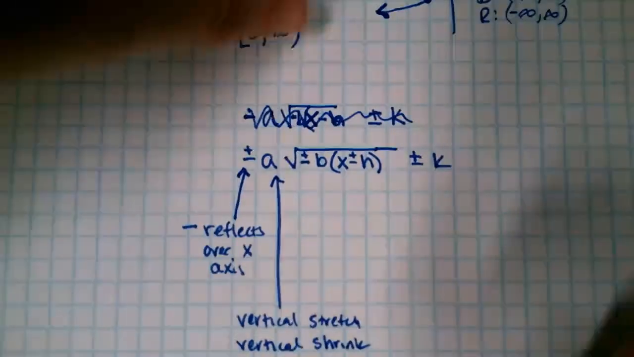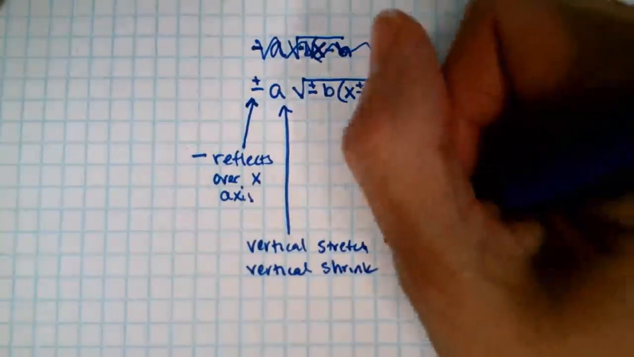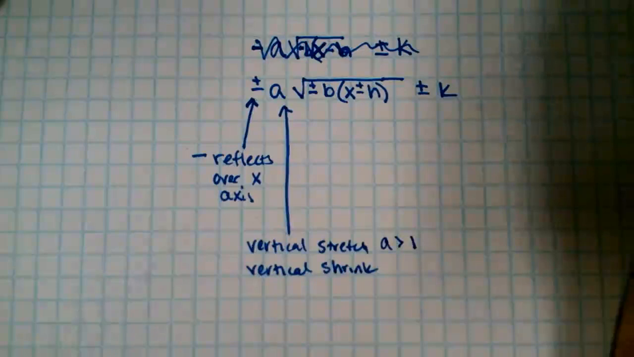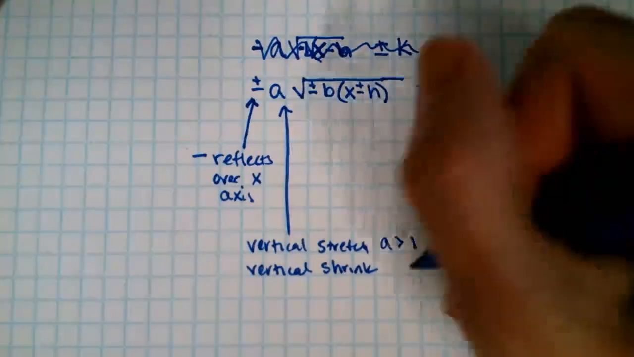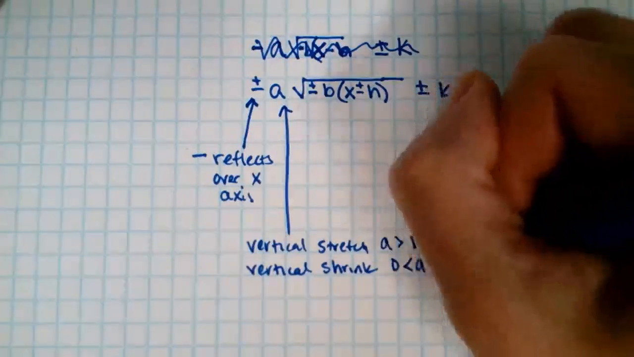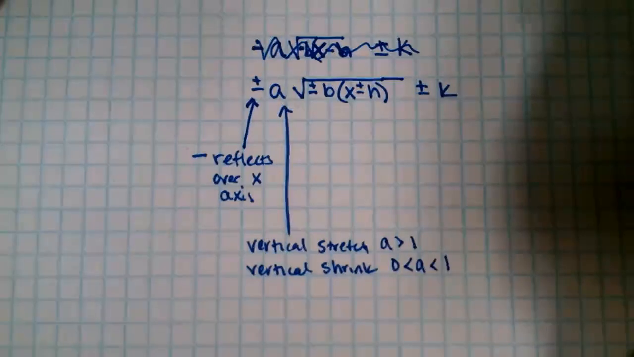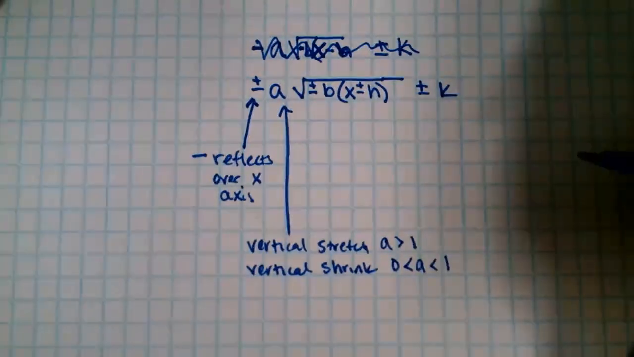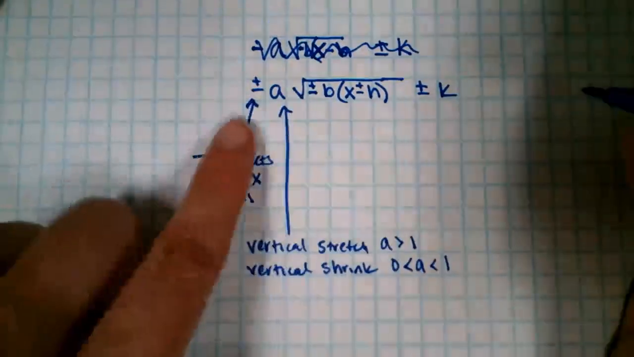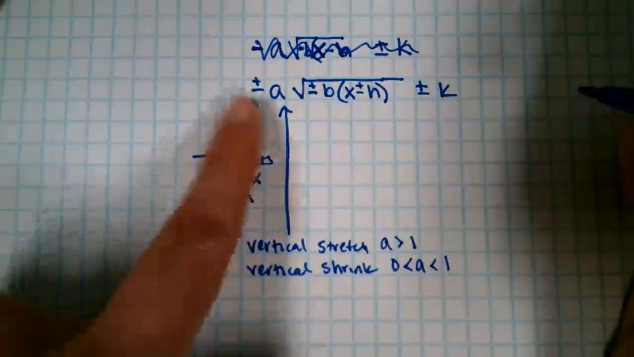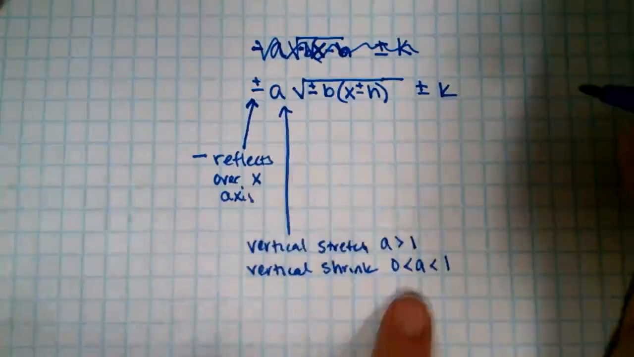It is a vertical stretch when that a value is a number that is bigger than 1, like 2, 4, 8, whatever, something bigger than 1. It's a vertical shrink when that number falls between 0 and 1, like 1/2, 2/5, stuff like that. The sign we're not paying attention to. The sign is for the reflection. If it's a negative, that's the reflection part. The a is separate from that sign.